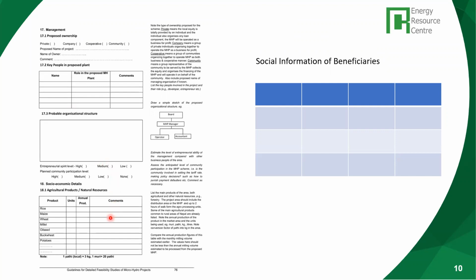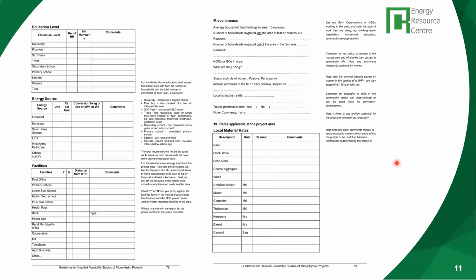Then you also provide the socioeconomic details. For example, what are the agricultural products in the area? What is the social information of the beneficiaries? As I mentioned, what is the income level of the beneficiaries? What is the education level? These also will influence the success of the development of mini hydro projects, the education level.